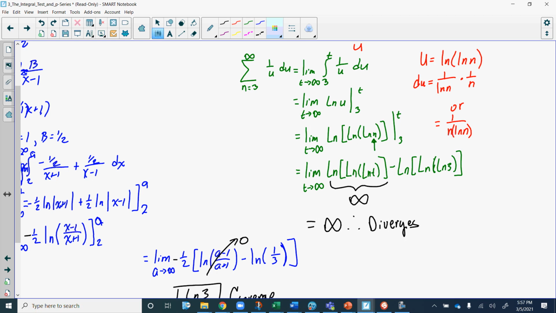For the integral test, again, we're looking to see if we look at the sequence as a function and evaluate its limit as an improper integral, if it approaches a specific number, we can say that it converges. If it approaches infinity, we say the function or the series will diverge. And that is about all we have for this section of material.